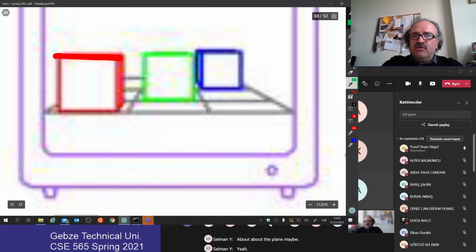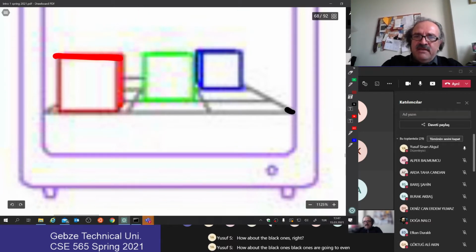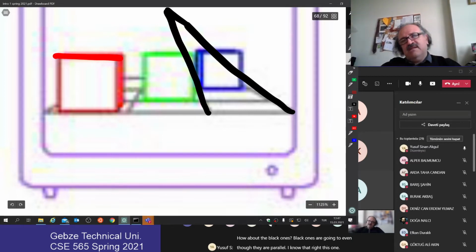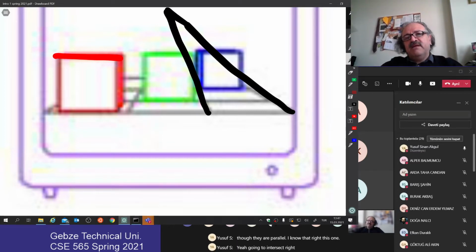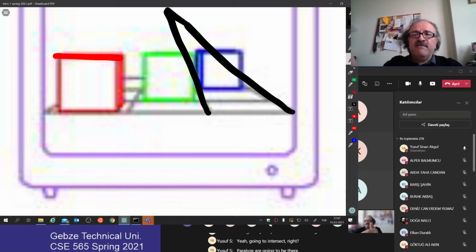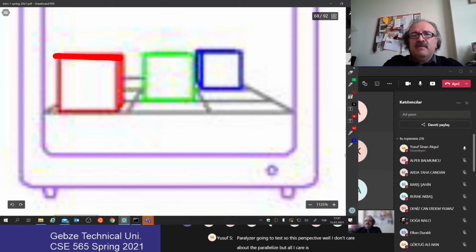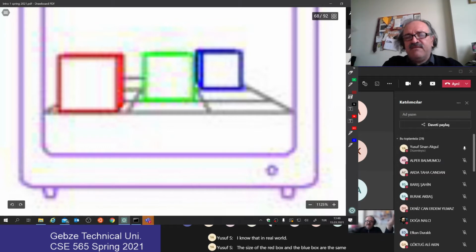Black ones are going to, even though they are parallel, I know that, they are going to intersect. Parallel lines are going to intersect. So this is perspective. I don't care about the parallel lines, but all I care is this. I know that in the real world, the size of the red box and the blue box are the same, but on my image they are different.